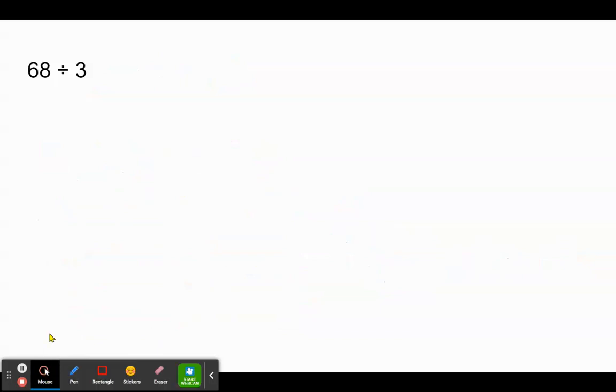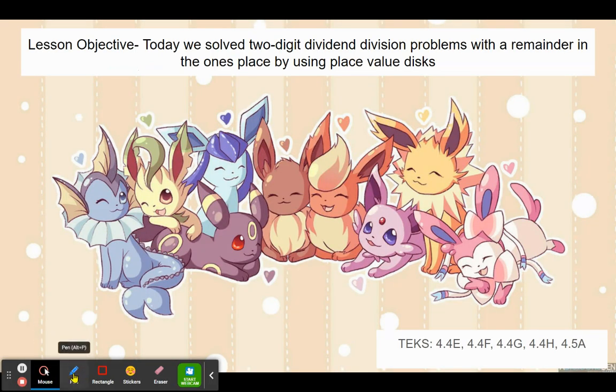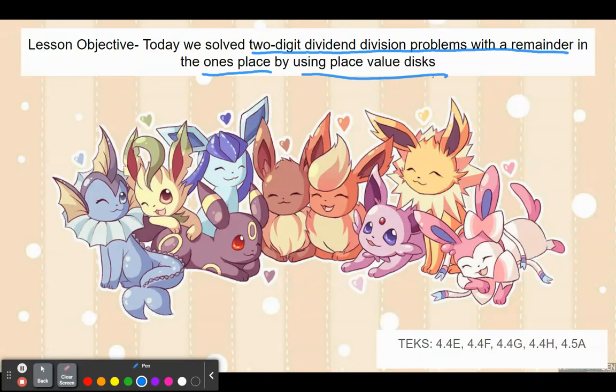All right, everybody. Thank you all so much for joining me today. Let's review today's lesson objective. So today we solved 2-digit dividend division problems with a remainder in the ones place by using place value discs.